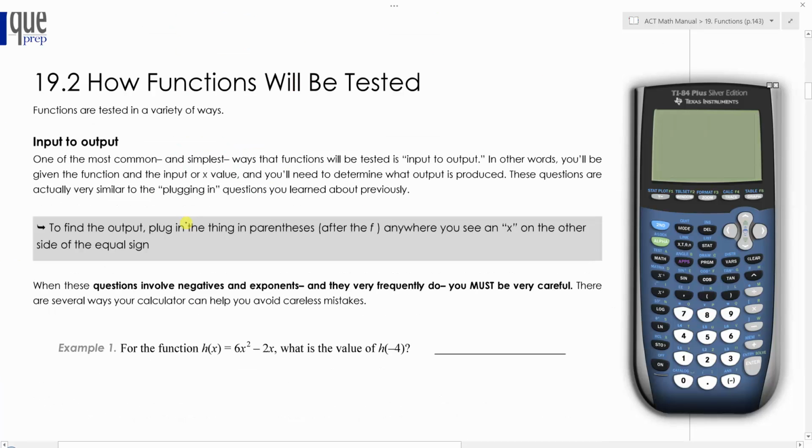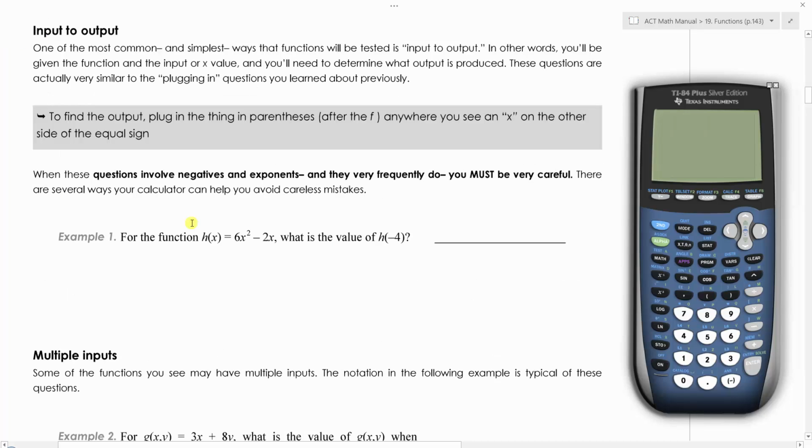Moving along, the next page, which is page 144, 19.2, how functions will be tested. Again, functions are tested in a huge variety of ways, a panoply of ways, if you will, on the ACT. The most common, possibly, and definitely one of the simplest ways that ACT can test functions is they can give you an input and require you to figure out what the output is based on that input.